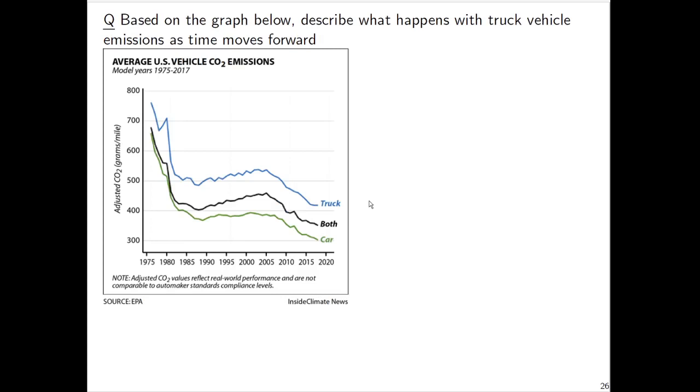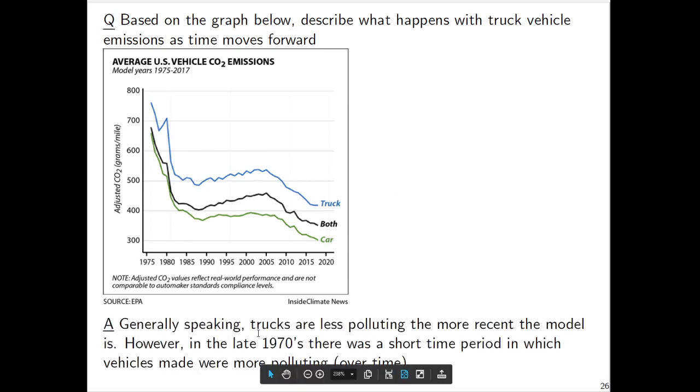Okay, based on the graph below, let's describe what happens with truck vehicle emissions as time moves forward. So there's a car graph, there's a truck graph, there's a both graph. I'd only like to look at the truck one just because it's a little more interesting right now. Generally speaking, as you move time forward, from 1975 up to, well, I guess this graph doesn't quite go to 2020, let's say it goes up to 2017 or something, over time, trucks are less polluting the more recent the model is, right?